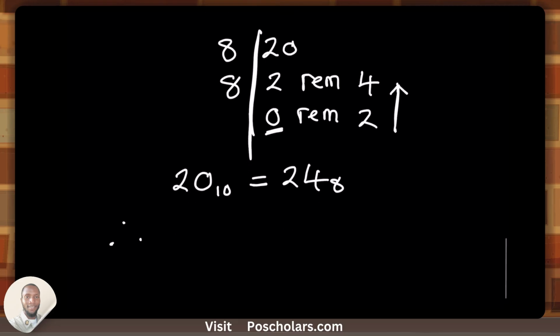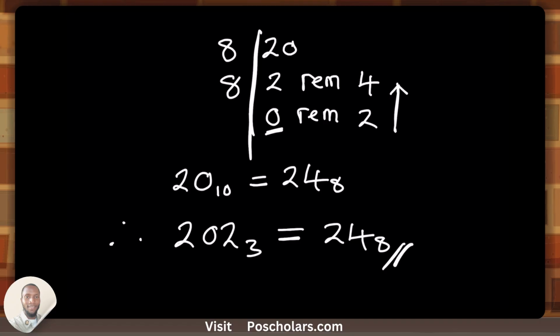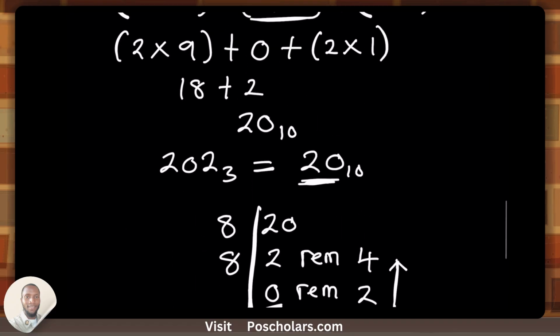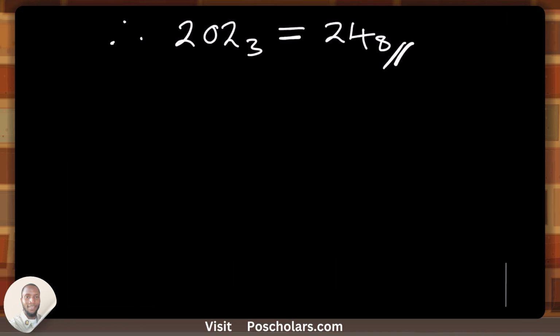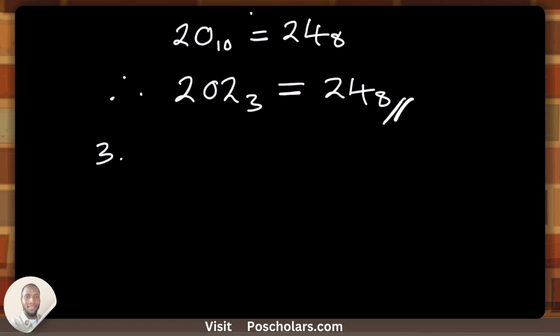So therefore, we have finally converted 202 base 3 to a number in base 8, which is what? 24 base 8. I hope it is well understood. Now, the last question says convert 2f base 16 to duodecimal, right? So let's solve. Number 3, we want to convert 2f base 16 to duodecimal.